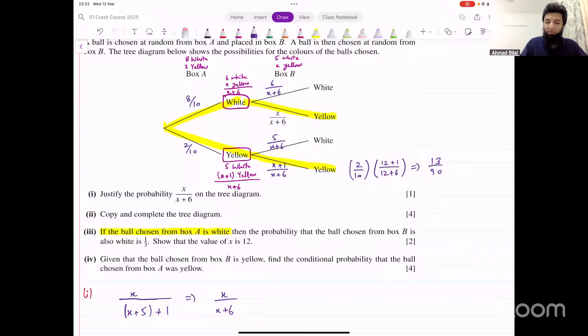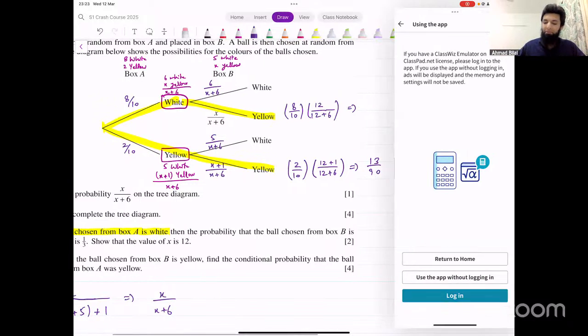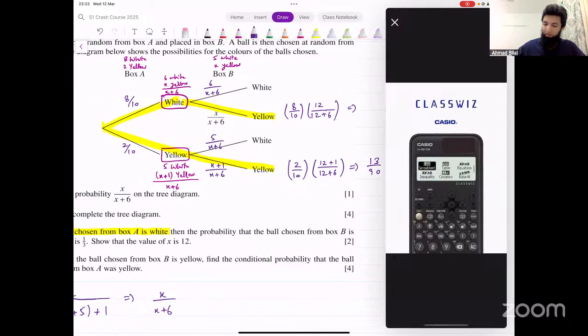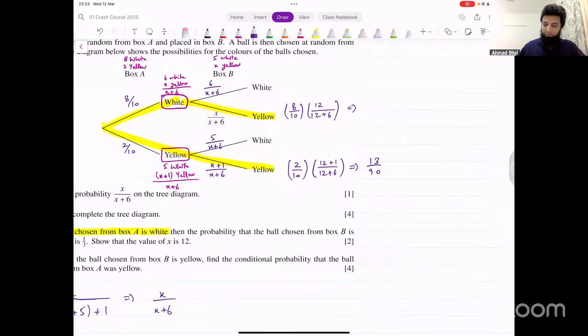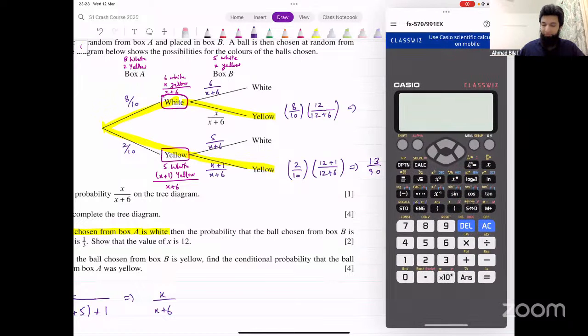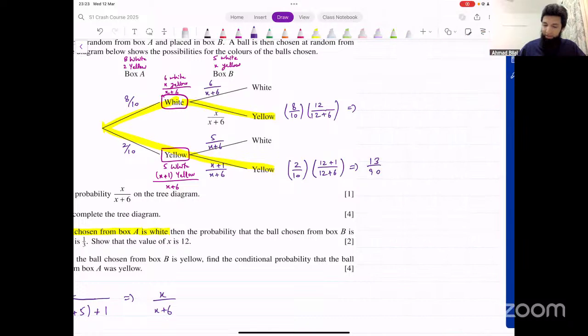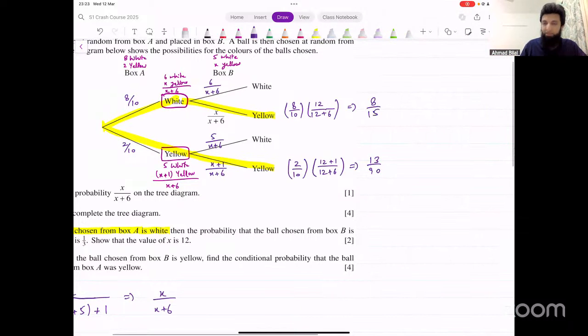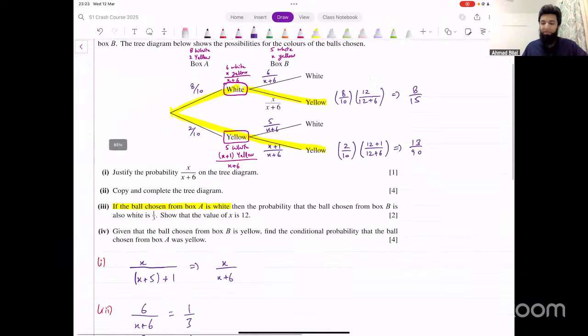Let's find this probability. It's going to be 8 over 10 times 12 divided by 12 plus 6. What do we get from this? 8 over 10 times 2 over 3. What would that be? Has anyone done this? Because that's 8 over 15. This number is 8 over 15. All right. And now we can input these values in that formula.